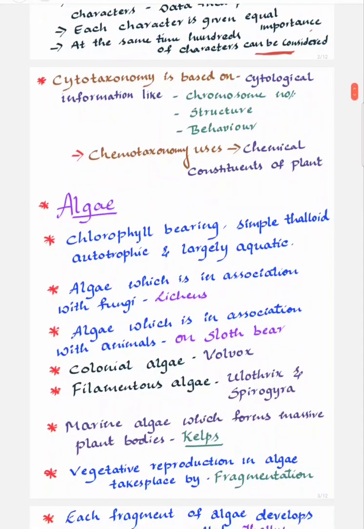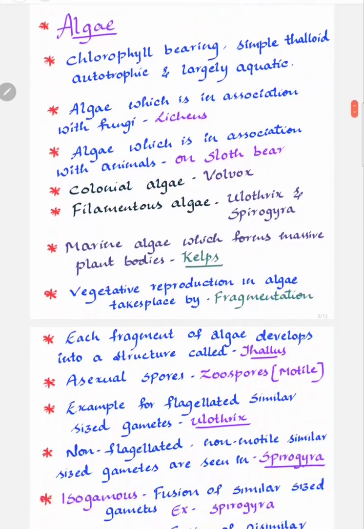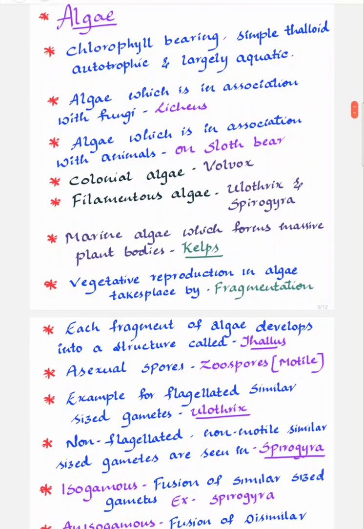Next is cytotaxonomy. This is based on cytological information like chromosome number, structure and behavior. Next is chemotaxonomy. It uses chemical constituents of the plants. Next, we will move towards algae.